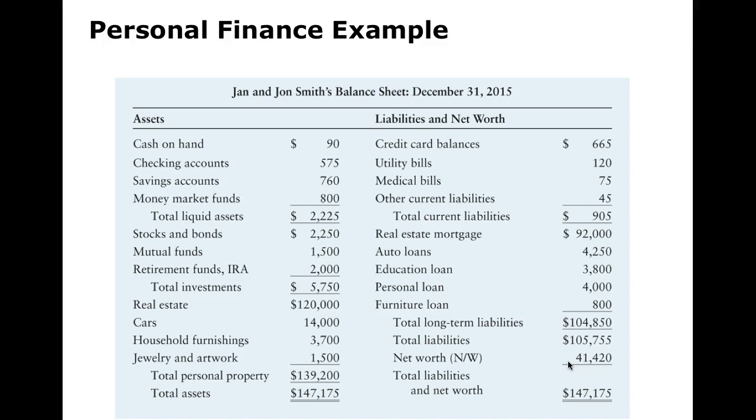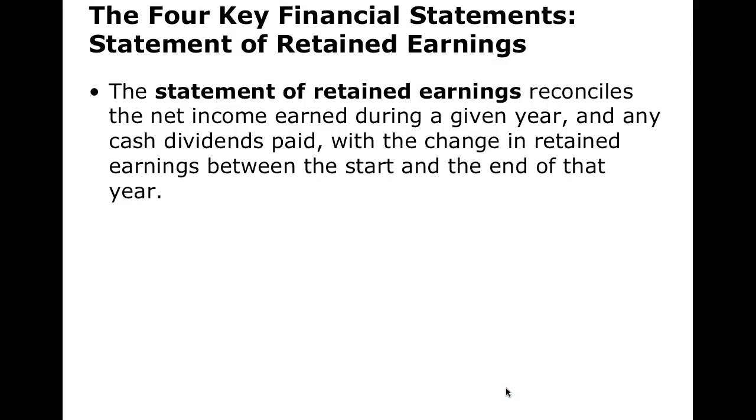Or for the total value of their assets, they have $41,000 that they paid into it or paid off, and $105,000 in debt. So together that becomes our total liabilities and net worth. And you see how they have to balance? Very important. If a balance sheet doesn't balance, it's not being prepared accurately.